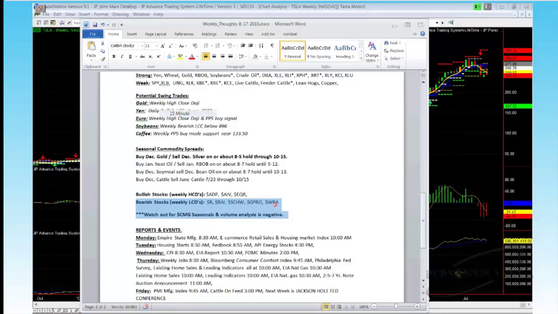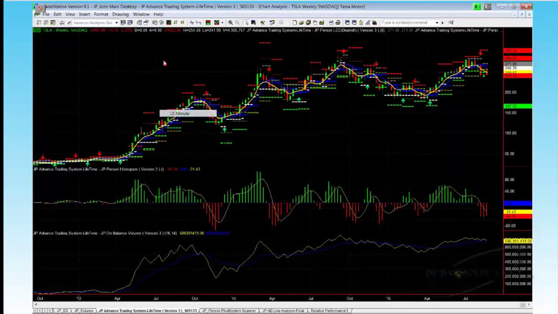Bearish stocks. Look at these names. WBA, GoPro. Baby, we rang the register on GoPro. That was a beautiful short, by the way. Charles Schwab, Reynolds, and Ryder. I should have said the entire market, but another thing that we put out was watch for CMG. Seasonal volume analysis is negative.